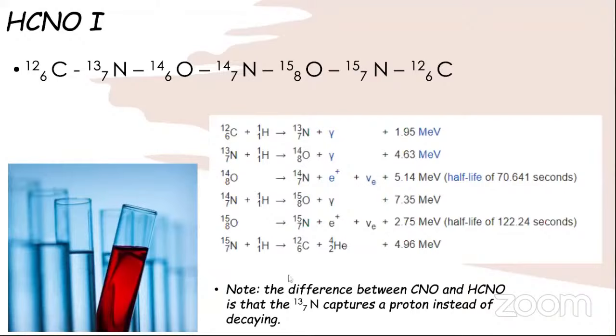So what is the difference between this CNO and HCNO? As I mentioned before, the proton is fused with nitrogen in hot CNO, but in cold CNO, it undergoes decay process. So this is because of the temperature and the abundance of the element in the stars. So next will be HCNO 2 and 3, which will be explained by my fellow mates. Thank you.